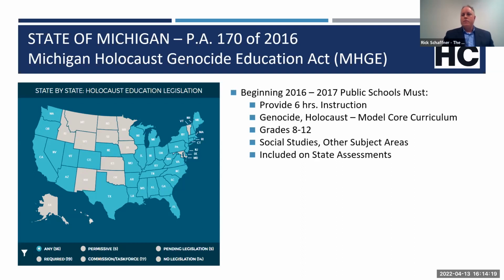But the importance of that law really was the fact that it then required, like many of the states that you see in blue, that we provide a certain number of hours of instruction when it comes to genocide, Holocaust, and then we also work to model core curriculum strategies for teachers. And this is where we come into play as a resource for everyone in the state that is largely free to be able to do that.